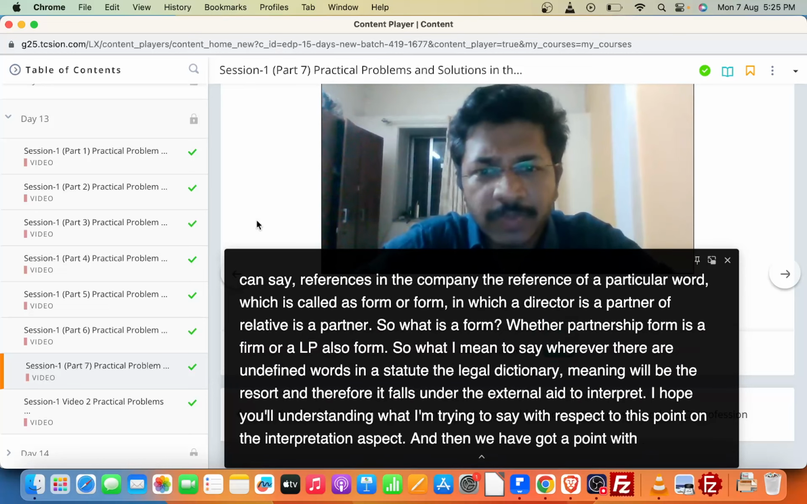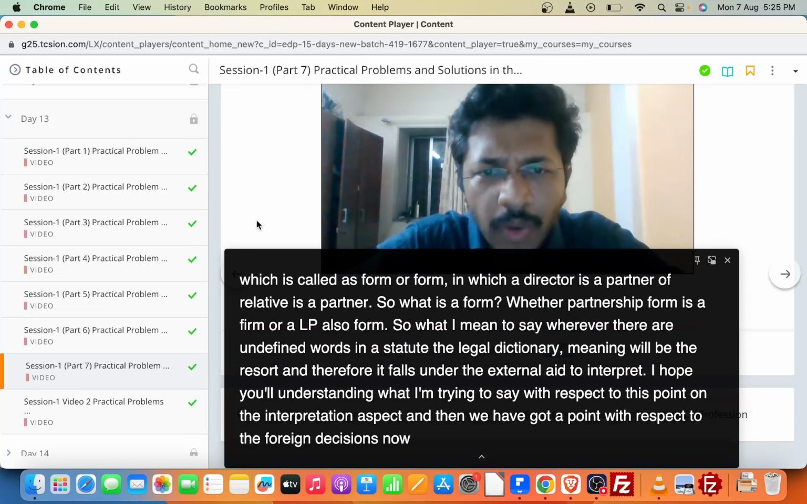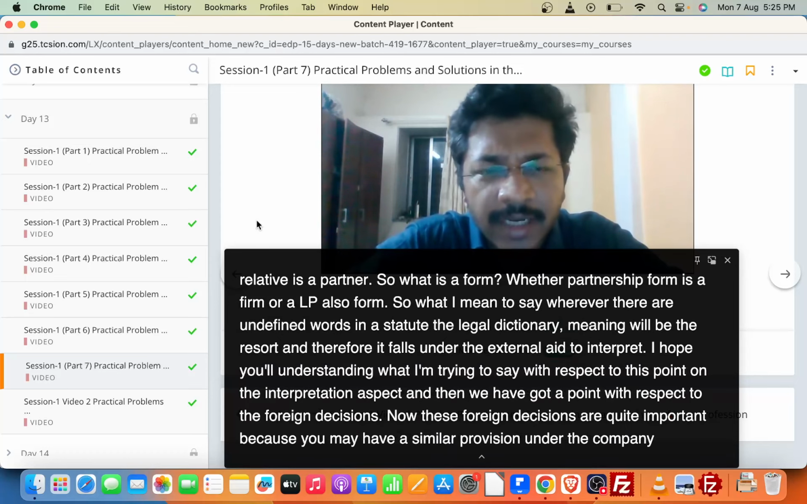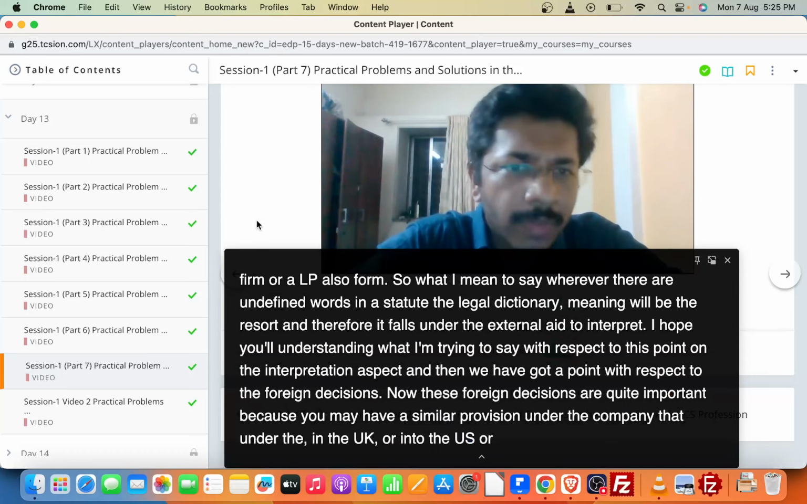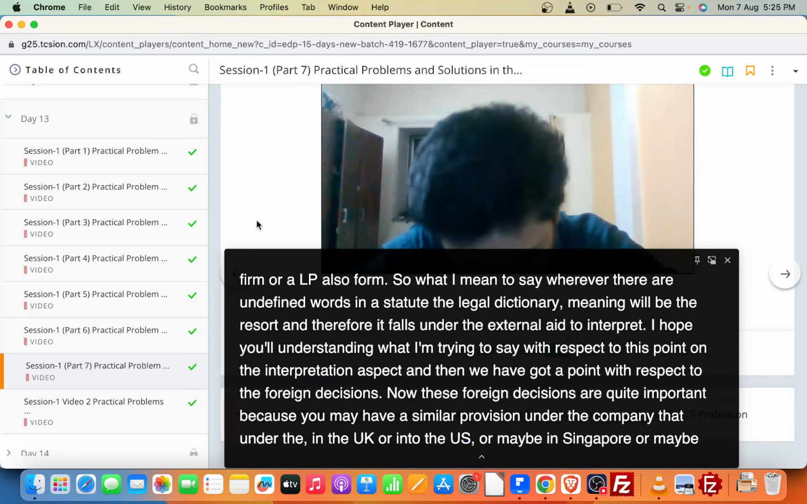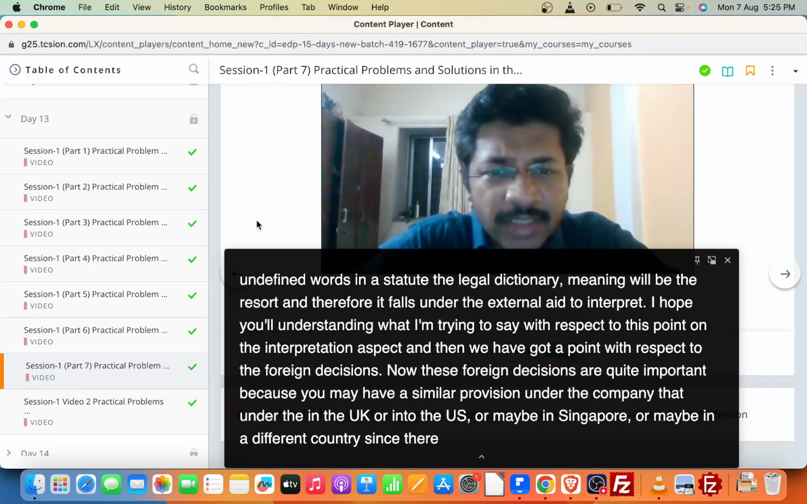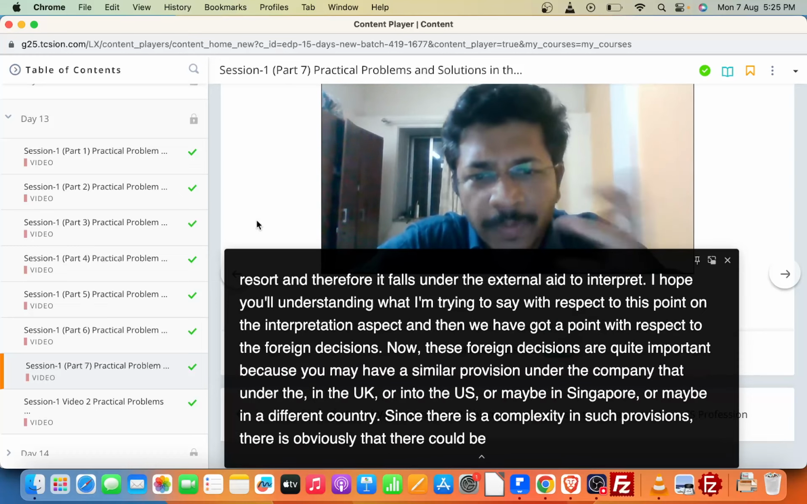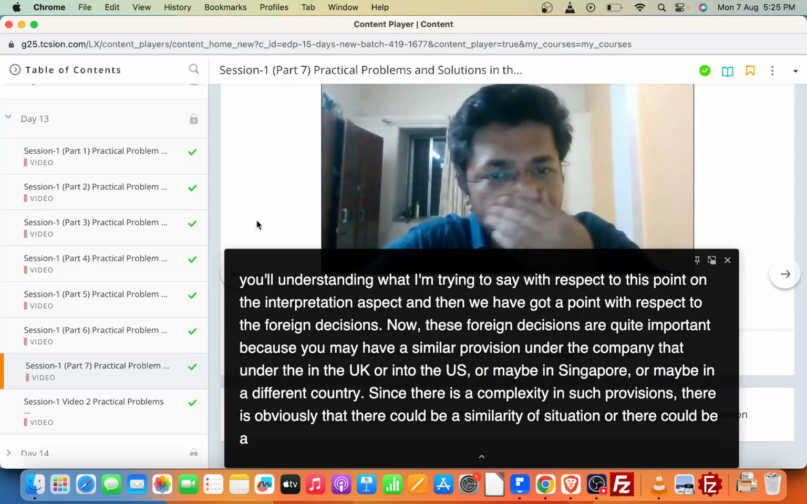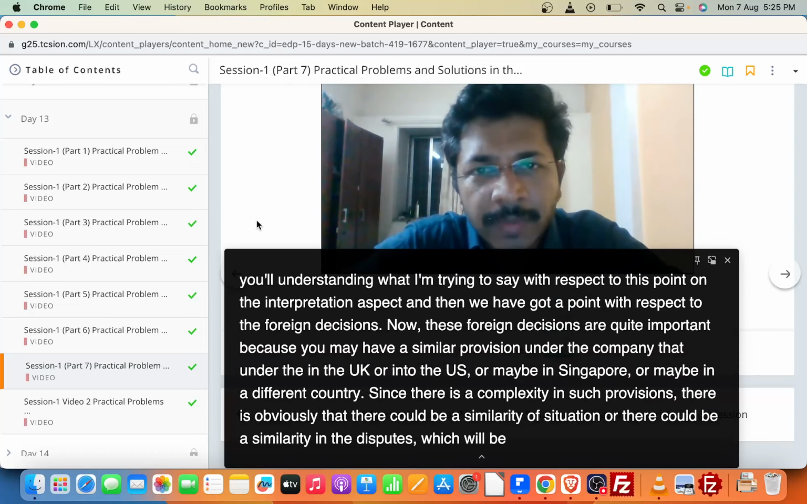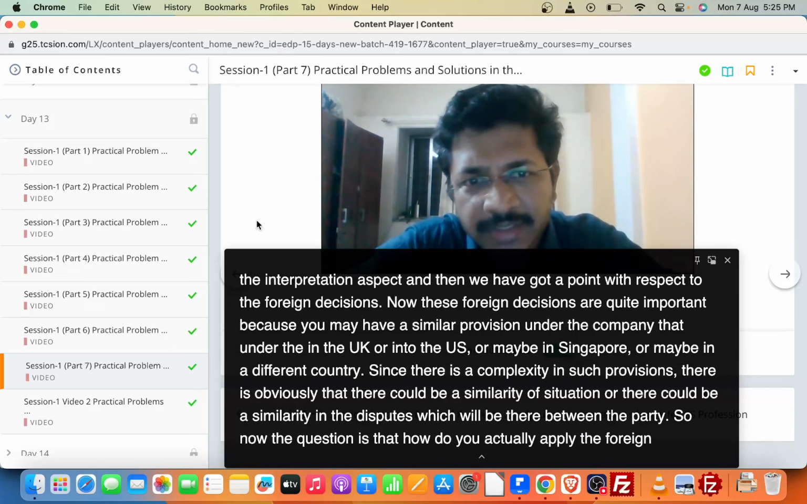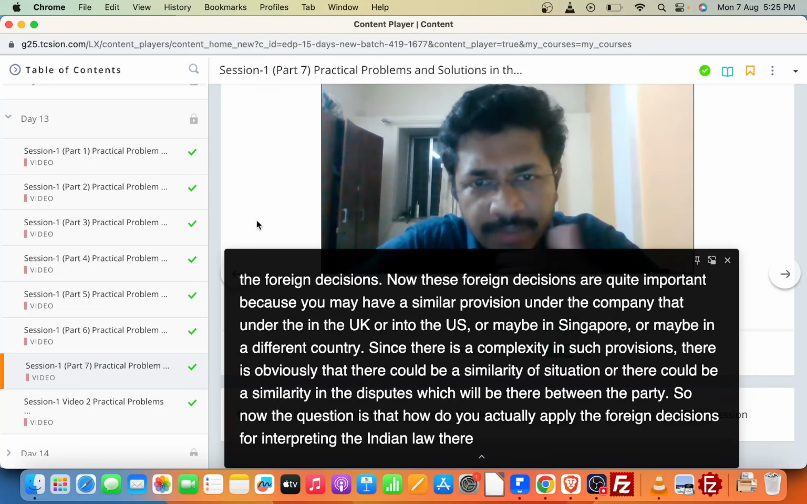And then we have a point with respect to foreign decisions. These foreign decisions are quite important because you may have a similar provision under the Companies Act in the UK, the US, Singapore, or a different country. Since there is a complexity in such provisions, there could be a similarity of situation, or a similarity in the disputes between the parties. So now the question is, how do you actually apply foreign decisions for interpreting Indian law? There are some inherent restrictions.